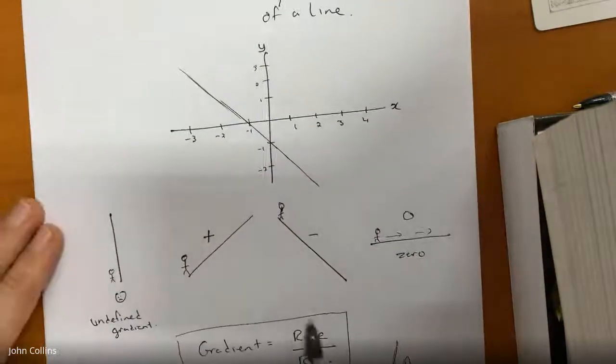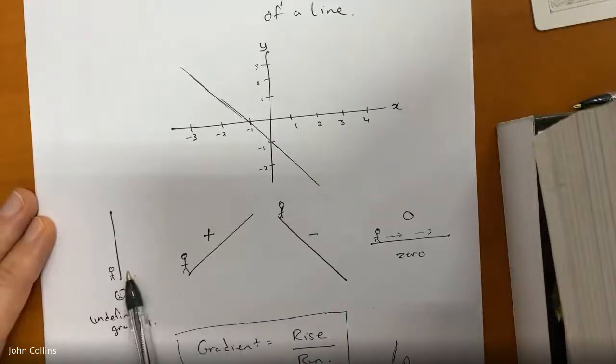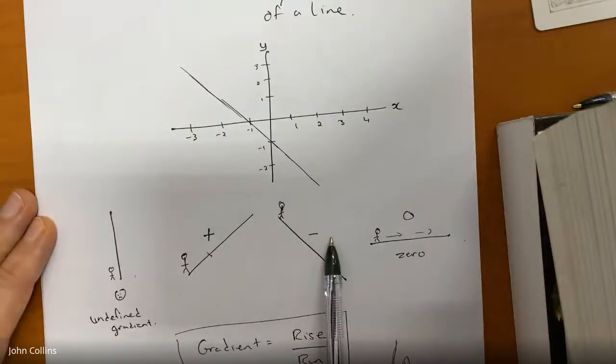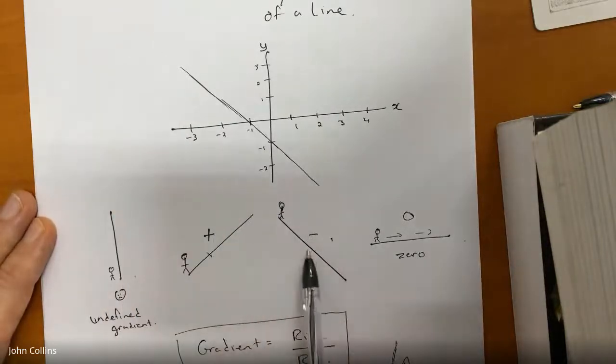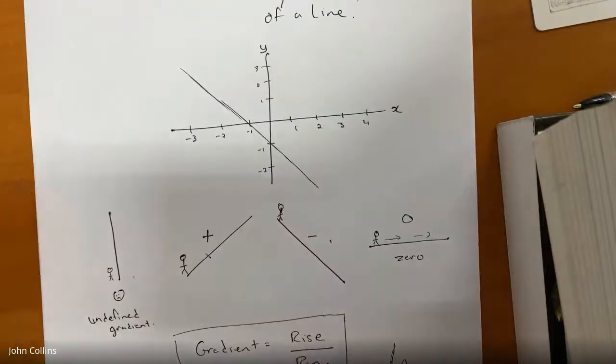First of all, I'm going to look and see, well, is it an undefined gradient? No, it's not. It's diagonal, so it's fine. It's not flat either. Is it positive or negative in slope and gradient? It's going downhill, so it's negative. My answer is going to be negative. But how do I actually calculate what the rise over the run is? Well, I need to just count squares.